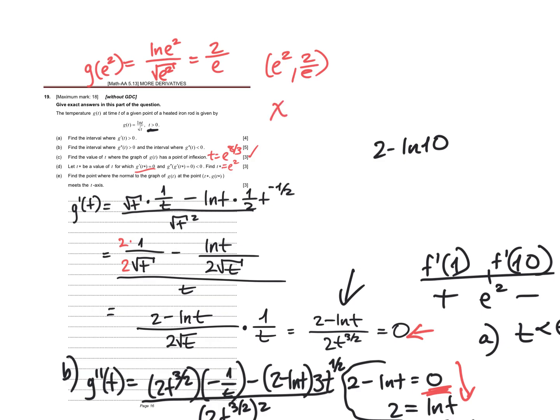So we just need x equals e squared, because we would have like a max or min, and this would be the line 2 over e. So the vertical line, the normal to that line, is going to be through e squared. So we want to find the point where the normal to the graph of g at that point meets the t-axis. Well, again, it's e squared, 0, because this is e squared. So that's where it meets the t-axis.